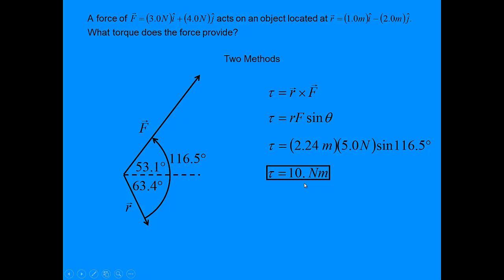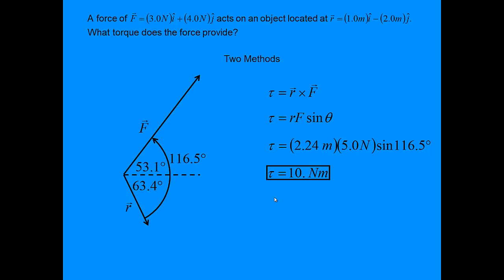Now, what direction is that? Well, look at the picture here. You can use the right-hand rule. You can take the fingers of your right hand and rotate R into F. In what direction is your thumb pointing? Remember, you got to go in order, so R into F. Your thumb should be pointing out of the screen, right?